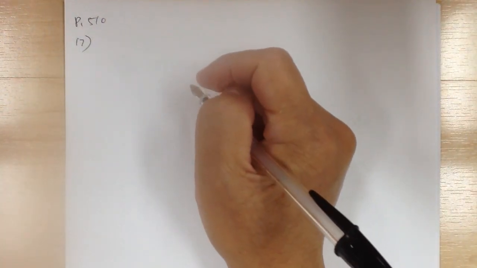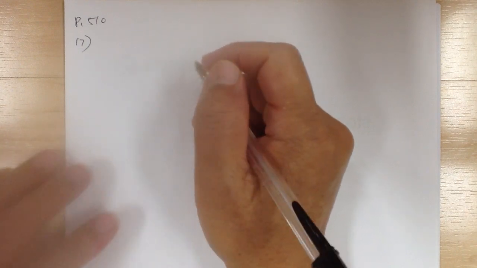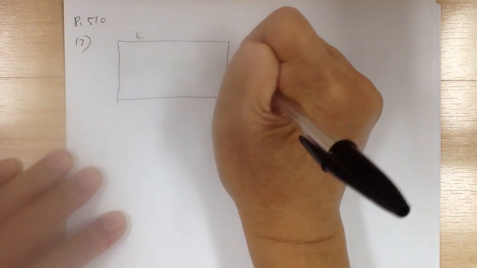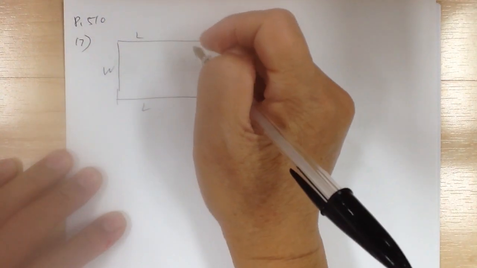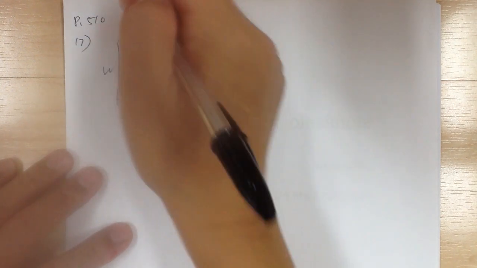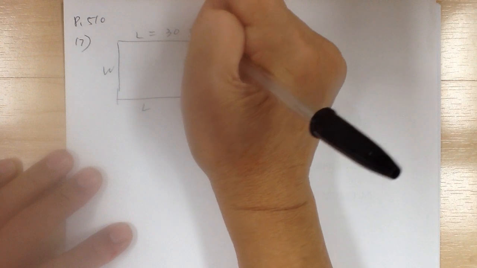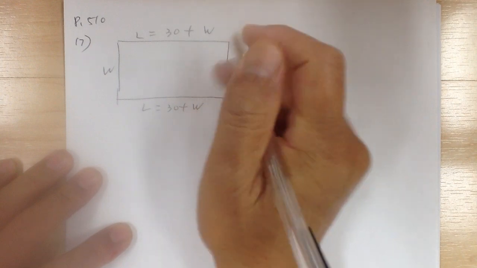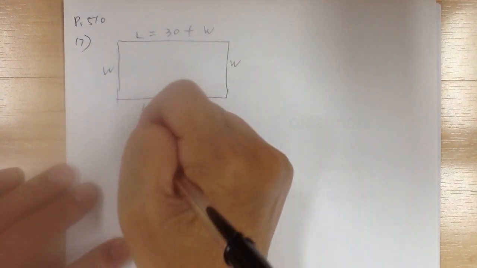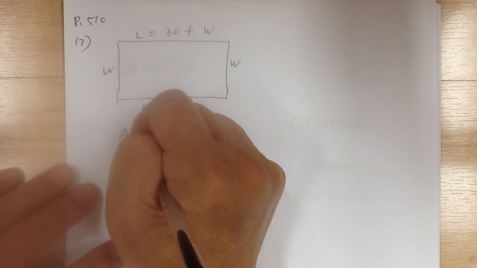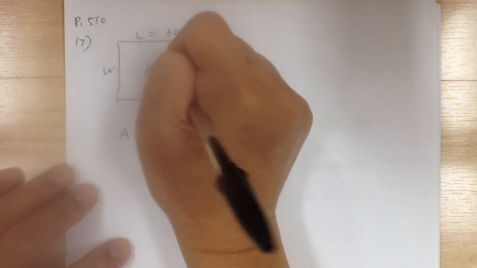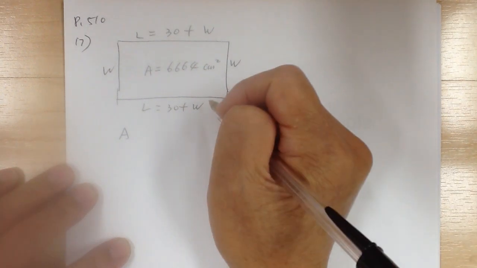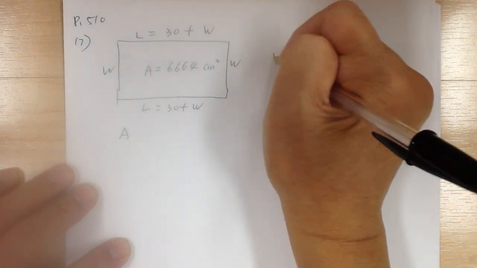Okay, number 17 says the length of a rectangle. So as soon as you see the word rectangle, right away you stop and go into a rectangle, label length, width, length, width. Okay, then go back and read. It says the length of rectangle is means equal, 30 means 30, more than means plus, width means W. Okay, so that's how you translate. It says if the area of the rectangle equals 6664 square centimeters, what is the width of the rectangle? So you're looking for W.